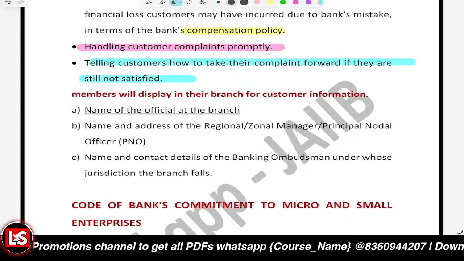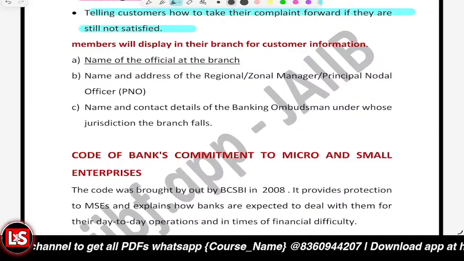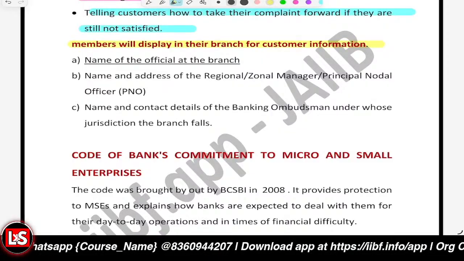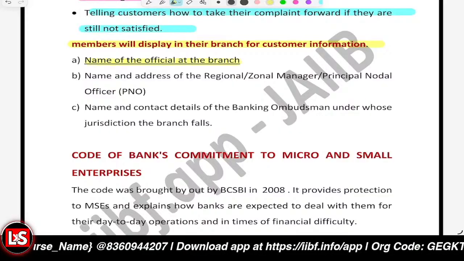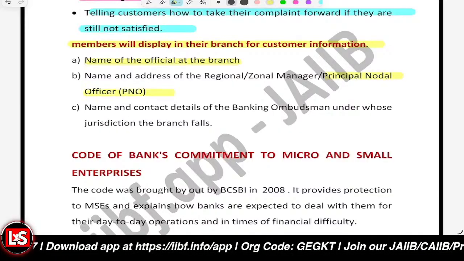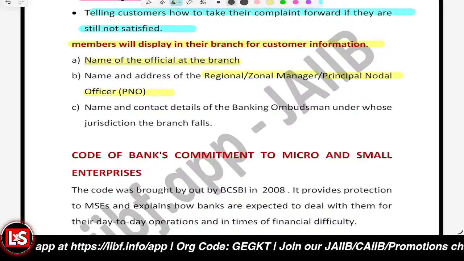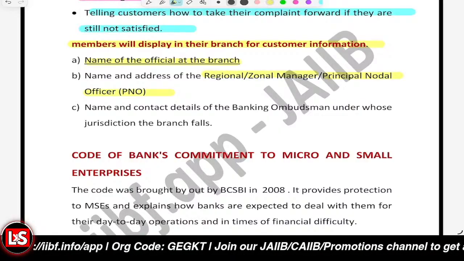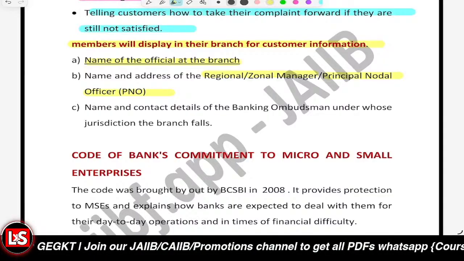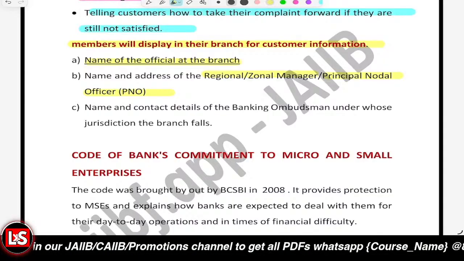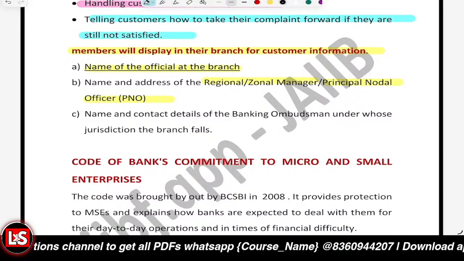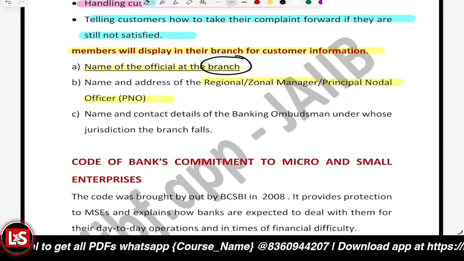Okay. And the members are to display in their bank branches the following information. What information is to be showcased? The name of the official at the branch, and the name and address of the principal nodal officer or zonal manager or regional manager must be indicated, right? If they want to go for higher level grievance escalation. So the name of the official at the branch is just for the first point of contact. The branch will be the first point of contact, right?